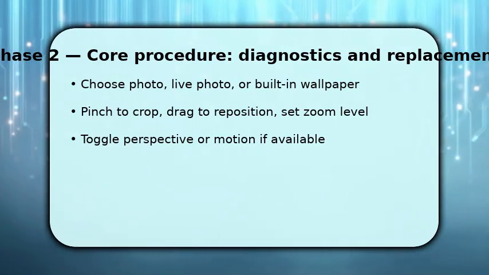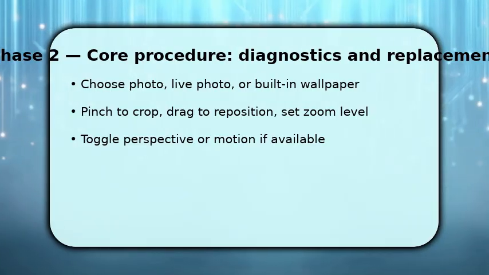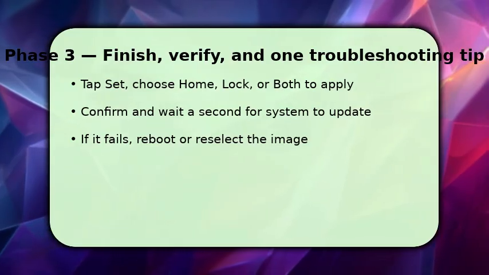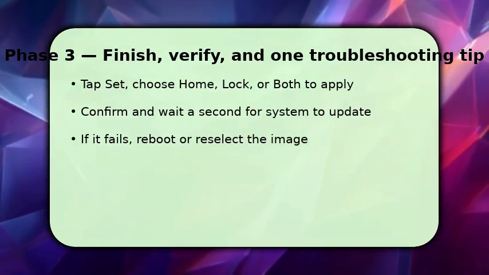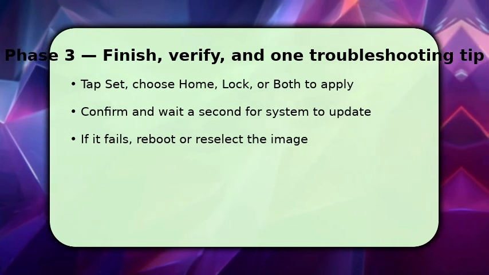Once done, preview both home and lock screens so you can see exactly how icons and widgets will interact with the background. You finish by tapping Set and choosing Home, Lock, or both to apply the wallpaper. Confirm when prompted and wait a moment for the system to update the background.